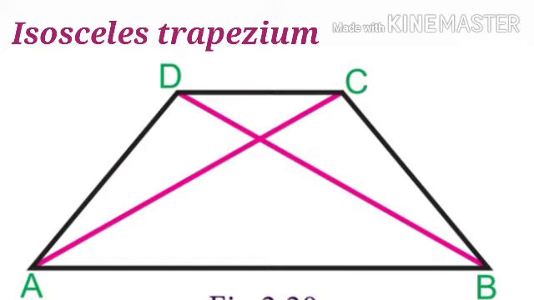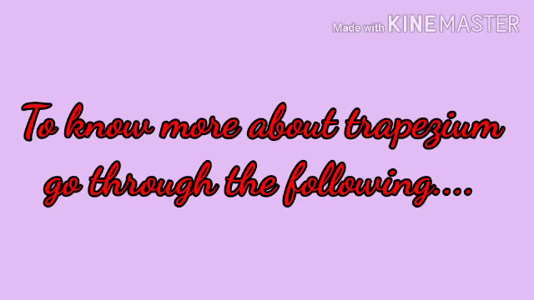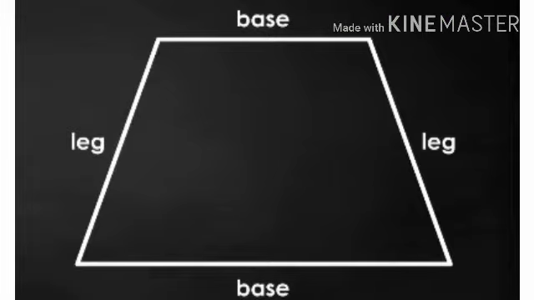Isosceles trapezium. What is an isosceles trapezium? If the non-parallel sides of a trapezium are equal, that is AB is equal to CD, then it is known as an isosceles trapezium. Dear students, to know more about trapezium, you need to know the following. The parallel sides are also called the bases and the non-parallel sides are called the legs of a trapezium.